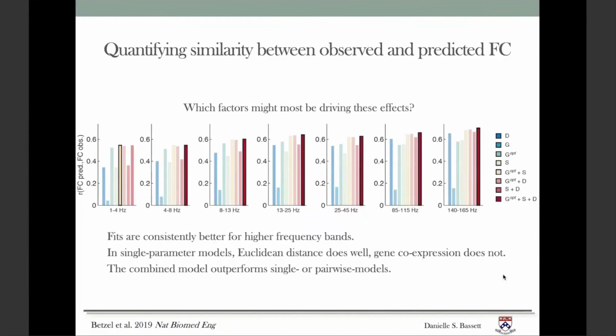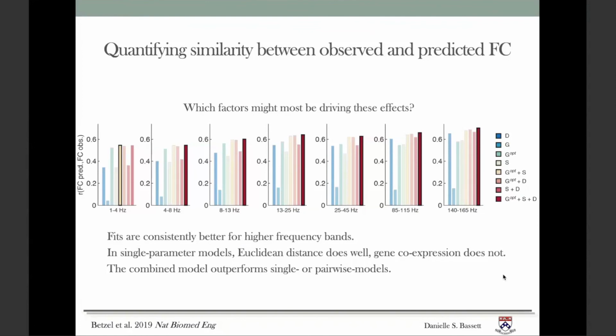Here is the 1 to 4 hertz bands all the way up through to the 140 to 165 hertz bands. And then in colors, you are seeing which piece did we include inside of the model. So first you have the just single pieces alone. So if we only include the distance matrix, that's the dark blue that comes first.